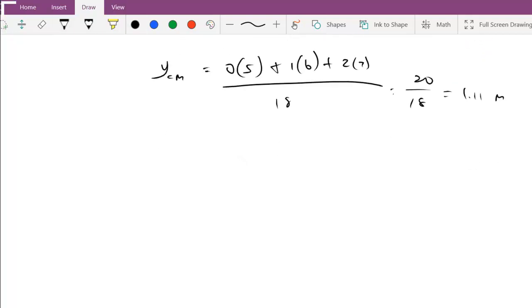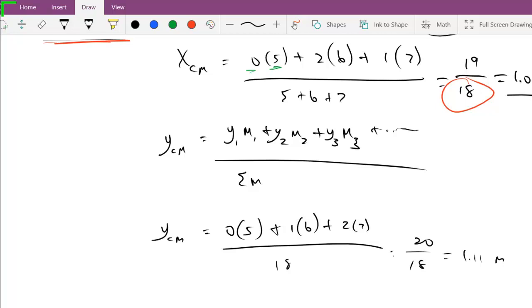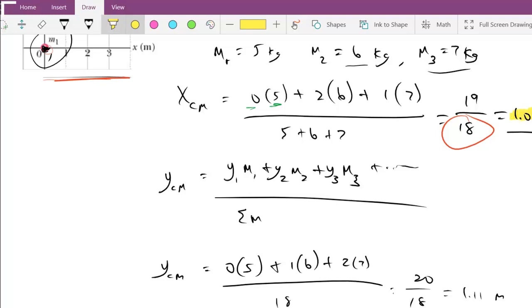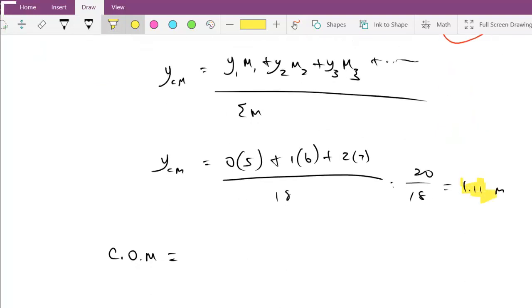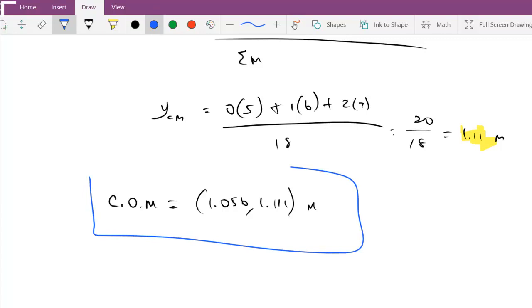So then our total center of mass, we write this as an ordered pair, or if we had 3 dimensions, we could write it as an ordered triple. The x coordinate was 1.056, the y coordinate was 1.11, so this is 1.056 and 1.111, just to keep the same degree of accuracy, meters. So this is our center of mass.